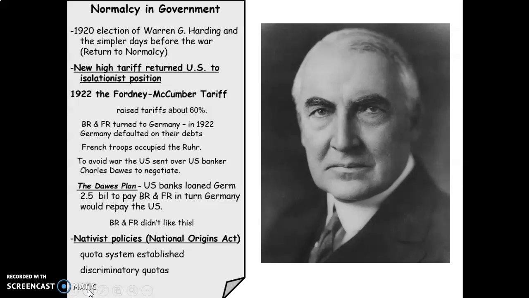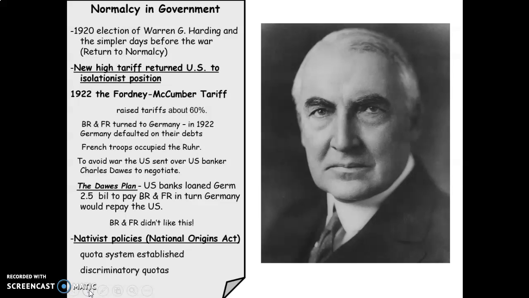So what happens is the U.S. banks loan Germany $2.5 billion to pay Britain and France. In turn, Germany would repay the U.S. Of course, Britain and France don't like this because they're still in the mode of make Germany pay for what they did in World War I, which was to fight against them. And so they didn't like it, but who cared? We did it anyway, and that's how it worked.